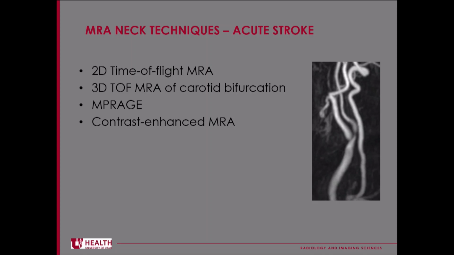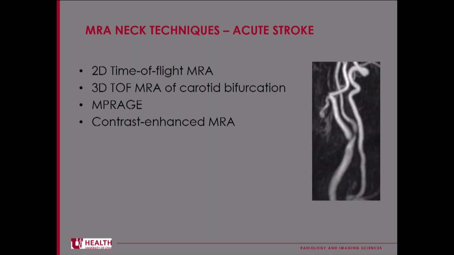So a 2D time of flight MRA, extending from the aortic arch to almost the circle of Willis, is an important component to evaluate for flow assessment. Most use a 3D time of flight centered at the carotid bifurcation. And then I would argue that an MP RAGE or a similar sequence is really critical for all patients that are being worked up for acute stroke. And then again, contrast-enhanced MRA is also a beautiful tool for evaluating other parts of the vessel, including intraluminal thrombus or plaque ulceration, things that are a little bit better assessed in the setting of contrast.